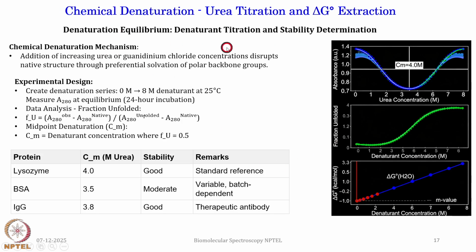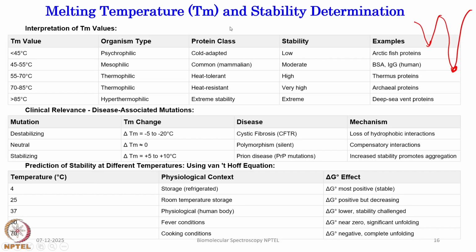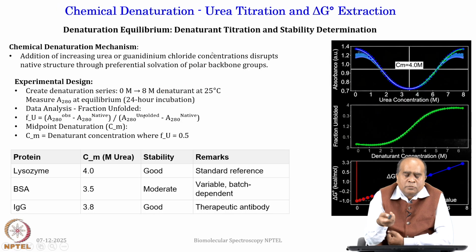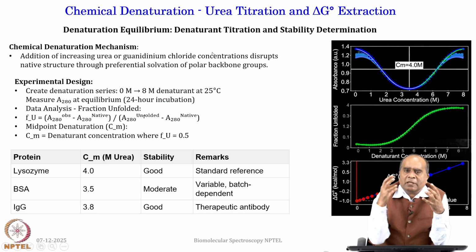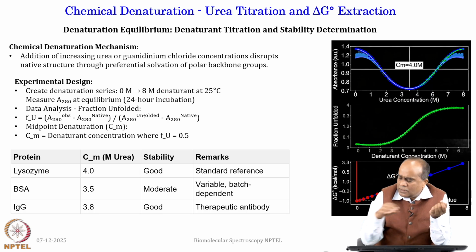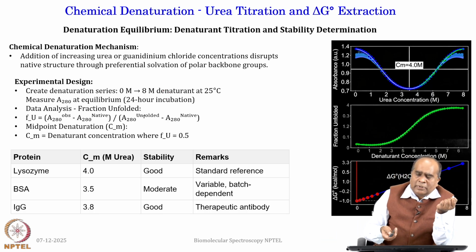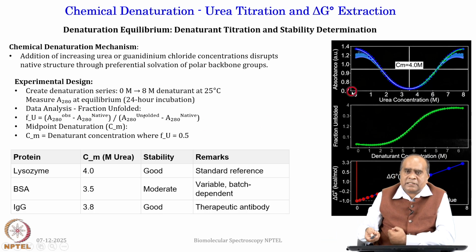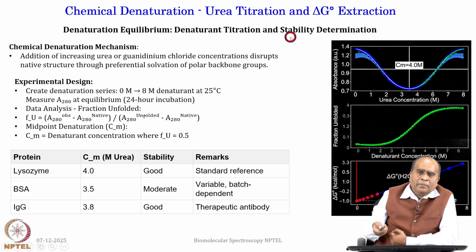So, let us now look at another condition, other than the heat condition. This condition is chemical denaturation. You know the protein can be chemically denatured by adding a compound like urea or guanidinium hydrochloride, which denatures the protein. So, one can use this to understand protein stability by extracting delta G. With the denaturation equilibrium, one can do a denaturation titration and determine the stability.